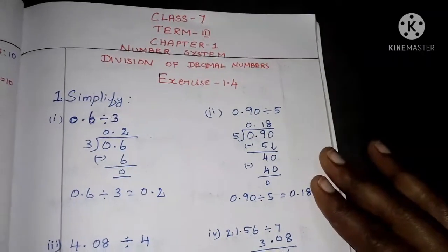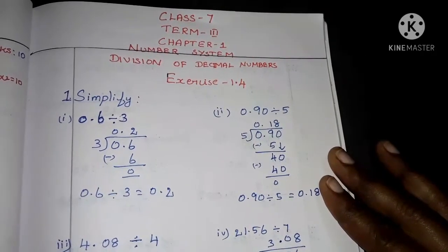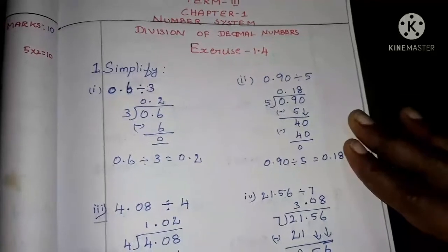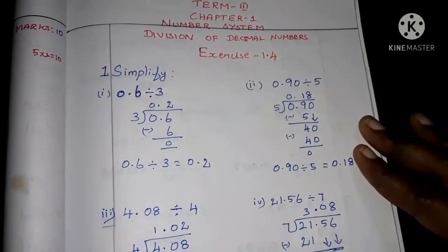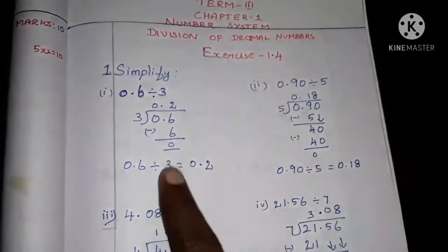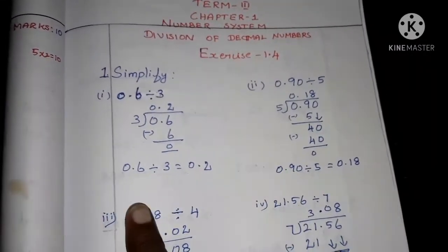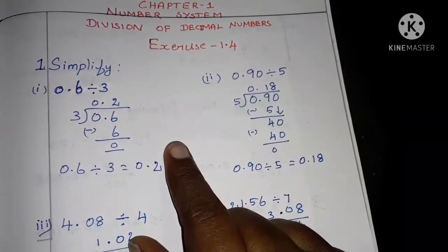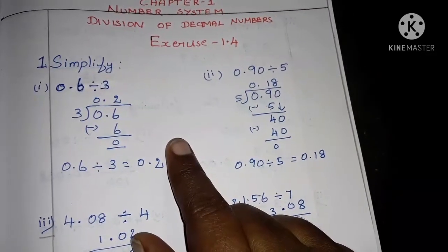In the number system, last week we saw the multiplication of decimal numbers. Today we are going to see the division of decimal numbers. So, you know how to multiply by decimal numbers. Today we are going to see how we have to divide the decimal number.